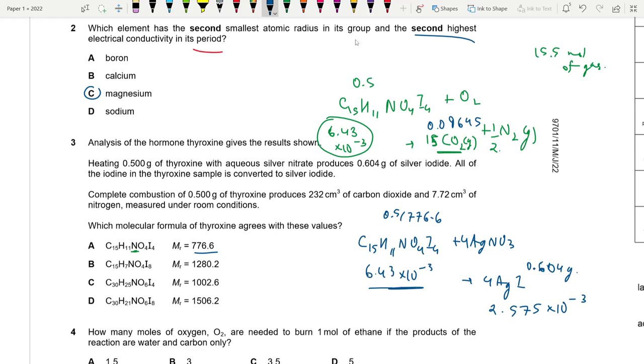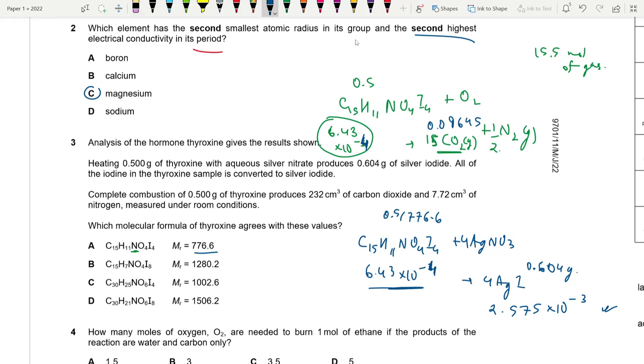wait, so 0.5 divided by 776.6, 6.43 into 10 to the power minus 4. Sorry, I made a mistake over here. It was actually minus 4 over here, okay? Times 4. And then that one was 2.57 into 10 to the power minus 3. This is okay, right? But the moles for that compound was wrong. Okay. So yeah, back to this. 6.43 into 10 to the power minus 4 moles of our compound over here, thyroxine.